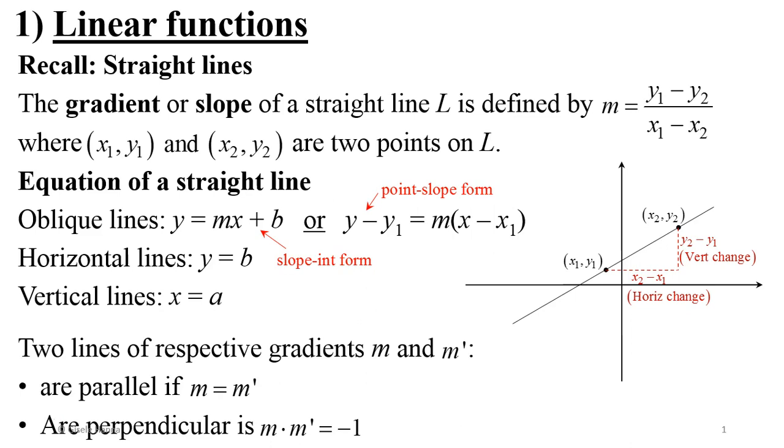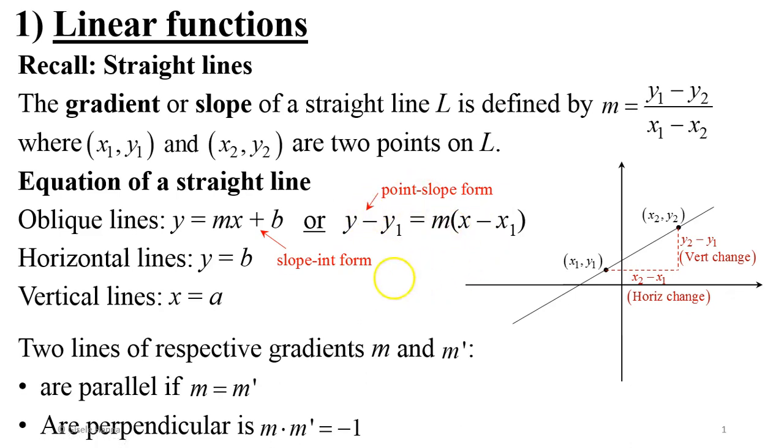Now, recalling quickly the different equations of straight lines. Oblique lines are the lines that are not vertical nor horizontal. So oblique lines, similar to the one in the graph here, can be represented using the slope-intercept form, y equals mx plus b, where m is the slope and b is the y-intercept, or using the point-slope form of the straight line that uses the slope and the coordinates of any point on the line.